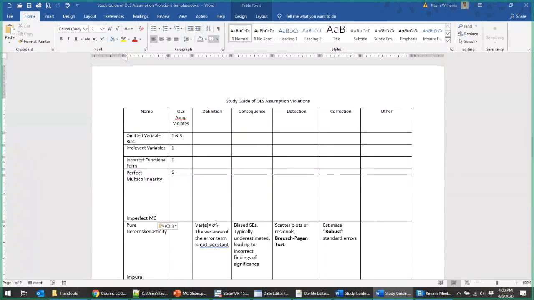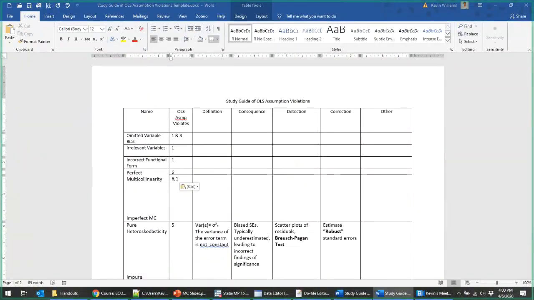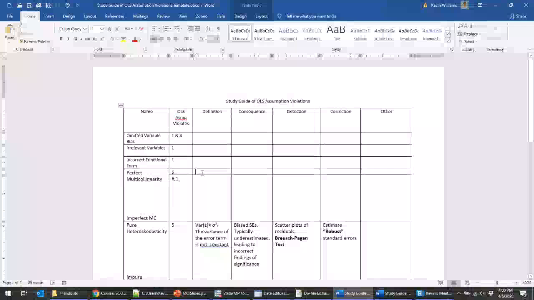So, like with heteroscedasticity, perfect multicollinearity is the multicollinearity that we've been talking about all class. When we talk about the classic OLS assumption violation, we are talking about perfect multicollinearity. So we already know the definition. Perfect multicollinearity is when two or more explanatory variables in your model are perfectly correlated with each other. They are perfect linear functions of each other.